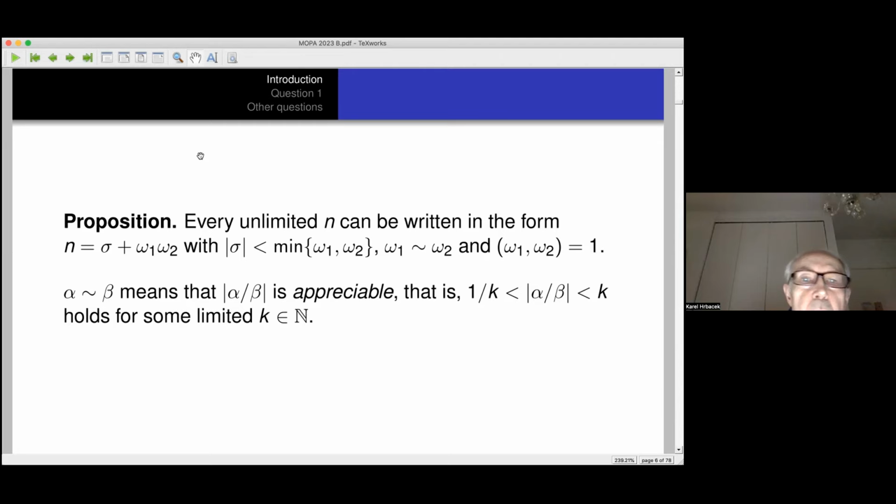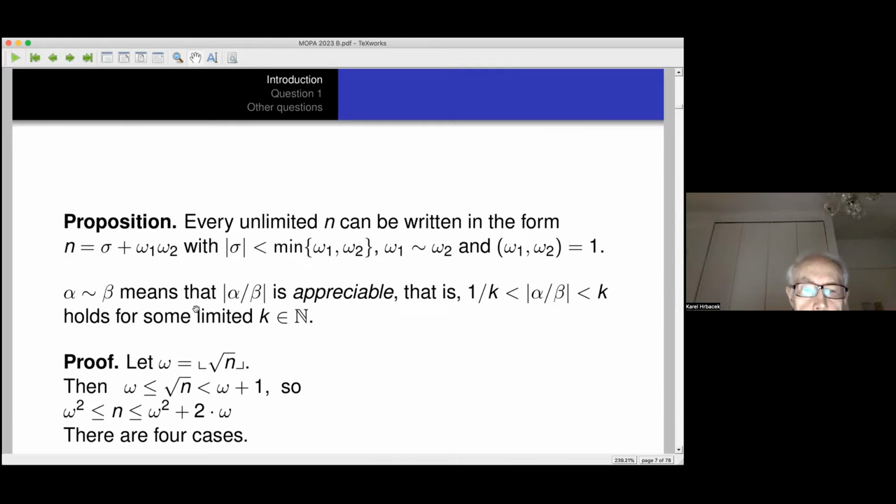Okay, so how is this proved? Well, it's actually quite easy. We take the integer part of the square root of n as omega, which means that the square root of n is between omega and omega plus 1, so n itself is between omega squared and omega squared plus 2 omega. And now we look at four cases: when n is exactly equal to omega squared plus 2 omega, when n is omega squared plus omega, when n is omega squared plus alpha, and when n is just omega squared. So in the four cases, the following then happens.